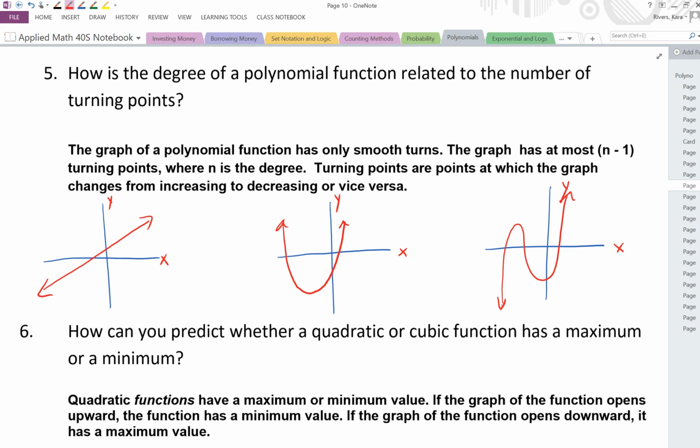The graph of a polynomial function has only smooth turns. The graph has at most n minus 1 turning points, where n is the degree. Turning points are points at which the graph changes from increasing to decreasing or vice versa. So again, this is linear, so there's no turns. Quadratic, 1 turn, and cubic, it has 2 turns.